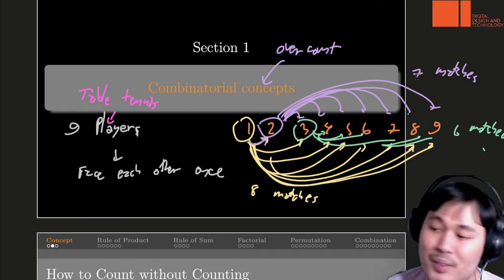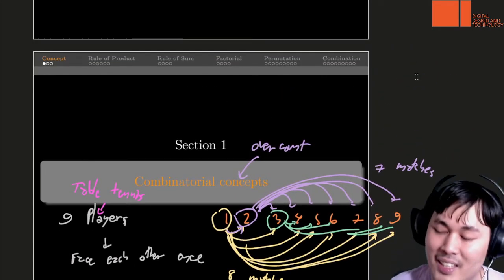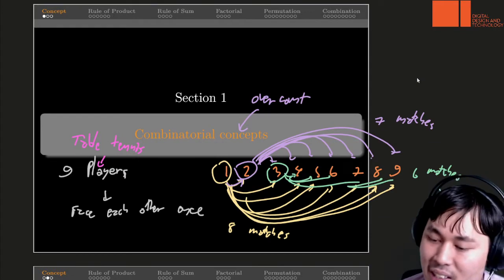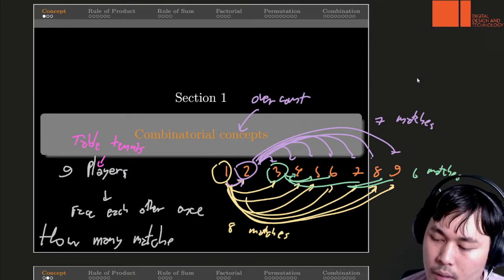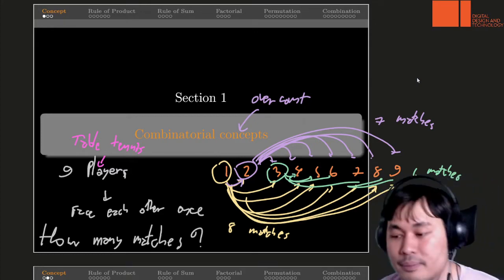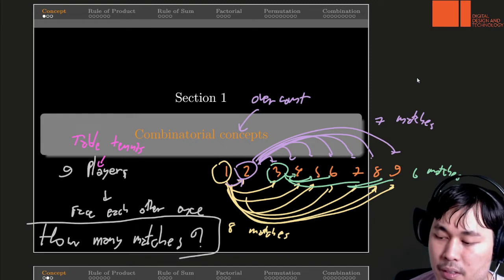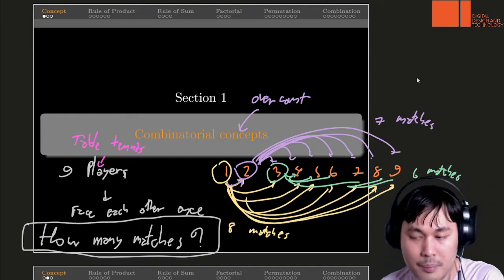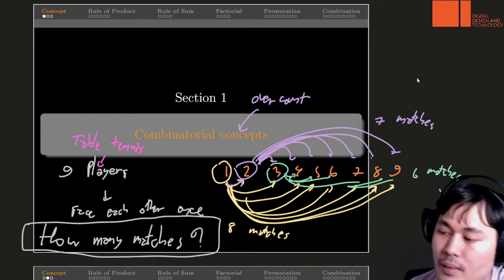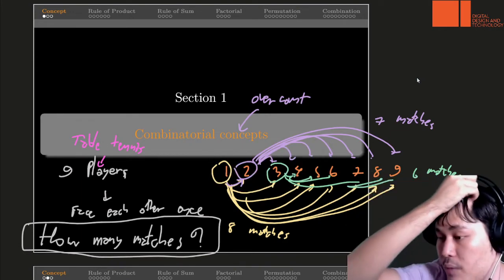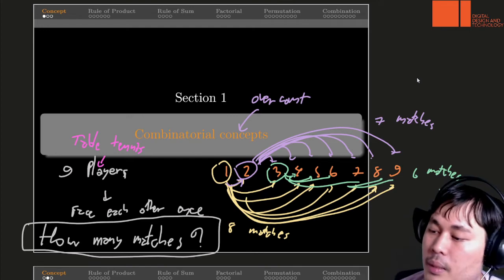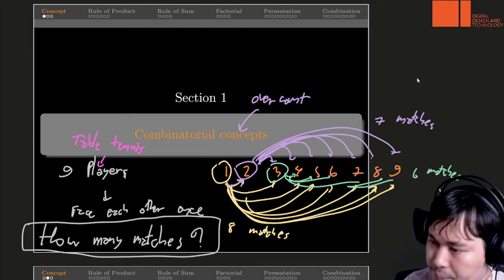Oh yeah, I forgot to state the question first. Now the question is, how many matches are there in total for this whole tournament? So this is a question about counting. We try to arrange something, and then we count how many ways or how many pairs we can make.